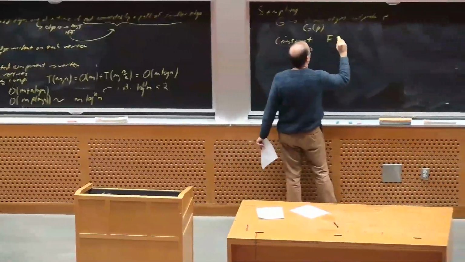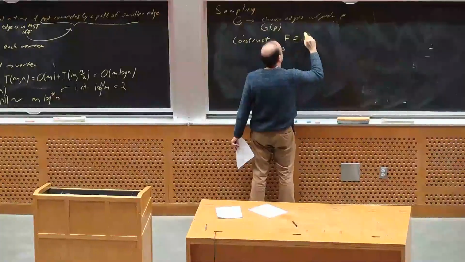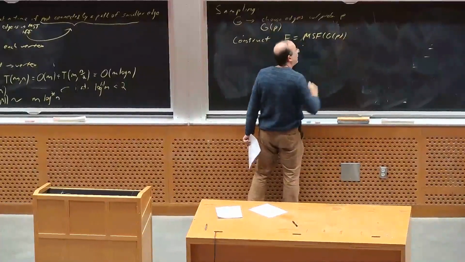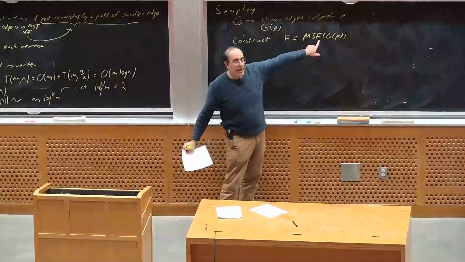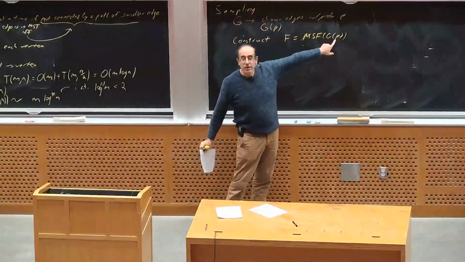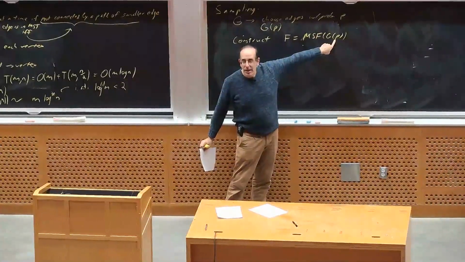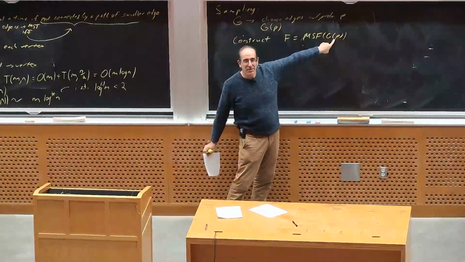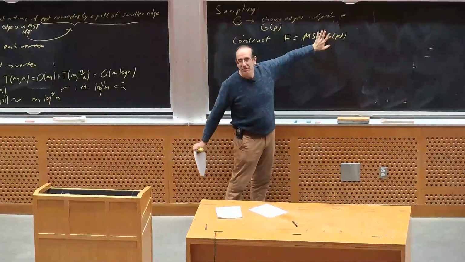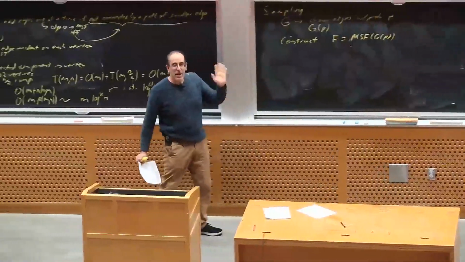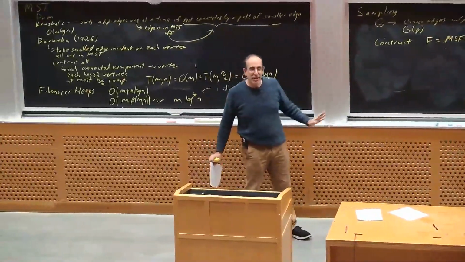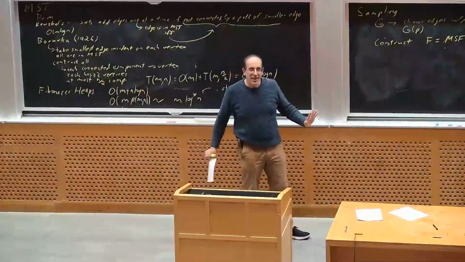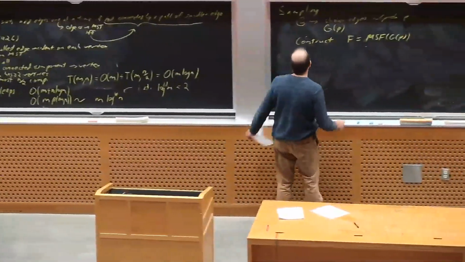some forest F as the minimum spanning forest of G of P. And I write minimum spanning forest here because the sample that we pick might not connect G. We might completely miss out on some connections. It's okay. We can still talk about the minimum spanning forest of a disconnected graph. It connects everything that it can connect, and doesn't worry about things that can't be connected.